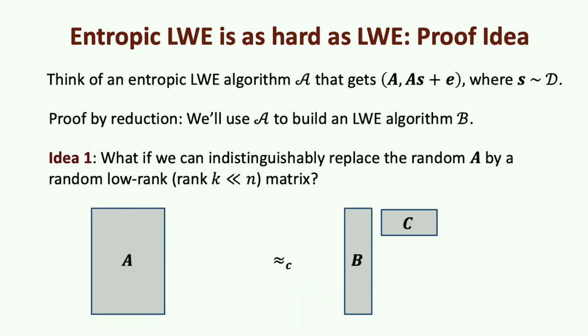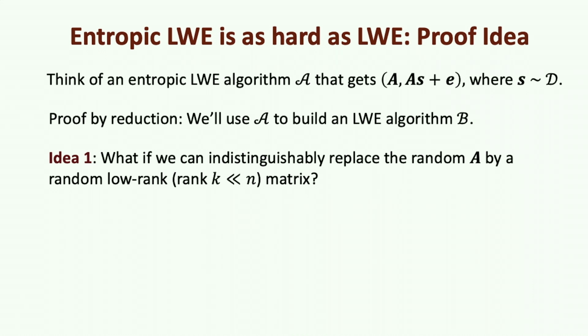So idea one. Why doesn't this work already? Because if A were a short matrix, k by n, where k is much smaller than n, then this would already work, and you would get information-theoretically, statistically close to uniform. But it isn't. A is tall. A is outputting tons of samples. That's why the leftover hash lemma doesn't work as is.